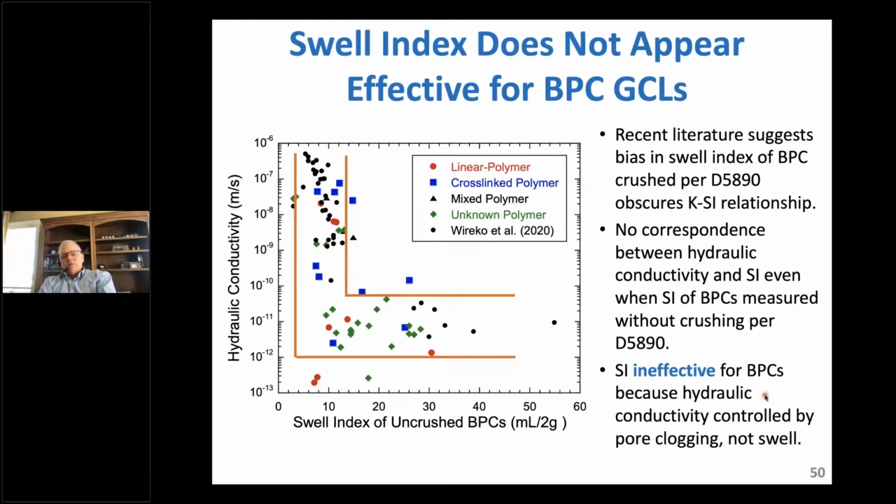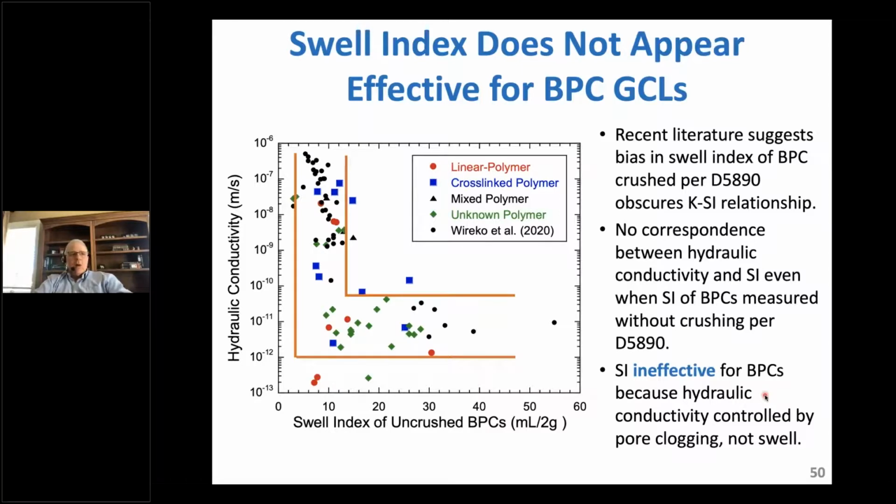Well, one thing, first of all, is that swell index is not a good indicator because it's not a swelling phenomenon that's controlling the hydraulic conductivity of BPC-GCL. It's that polymer gel filling the pore space. And I talked about this in the second webinar. There's been some literature that's come out recently which suggests that one of the reasons that the swell index is not a good indicator of hydraulic conductivity of BPC-GCLs is that the swell index method tends to bias the outcomes.